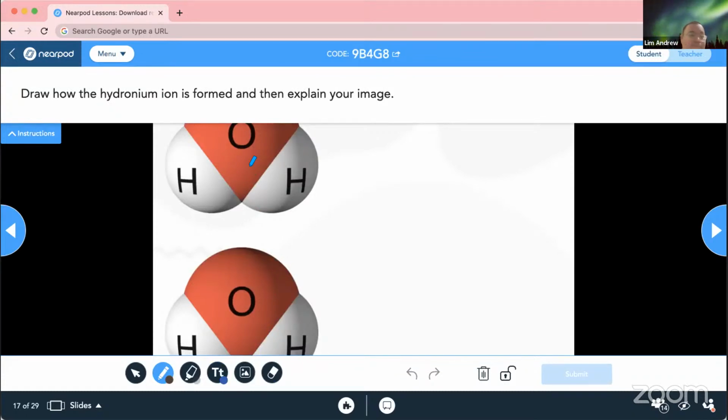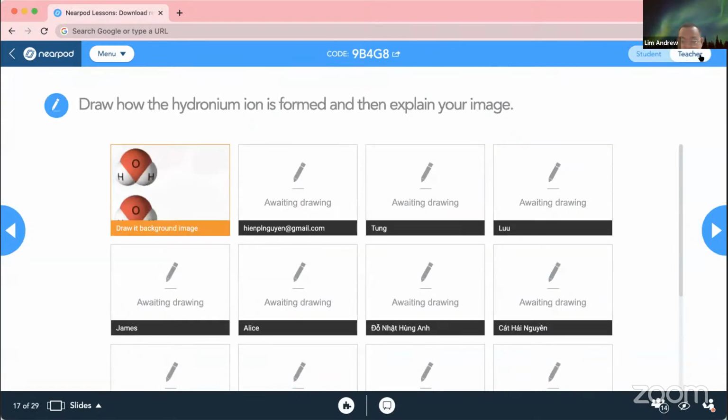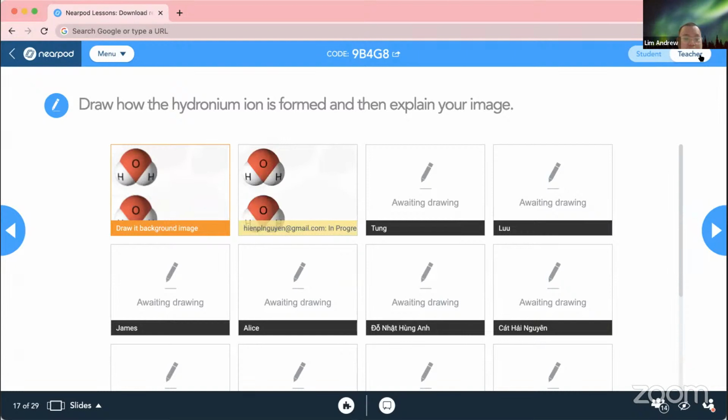All right, so students, I hope you are paying attention to the video just now, because the video did tell you how hydronium ion is formed. All right, you have 5 minutes. All right, so draw how the two water molecules become a hydronium ion.